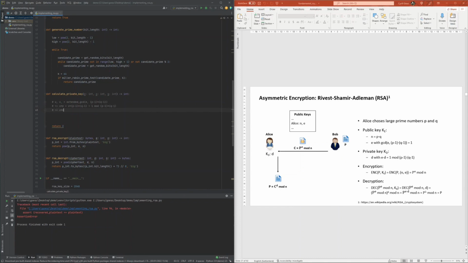From this, it's then clear that u times e is 1 modulo (p-1) times (q-1) as well, as v times (p-1) times (q-1) is a multiple of (p-1) times (q-1). From this it follows that the private key, which needs to be the multiplicative inverse of the exponent e, really is just the value u as calculated by the extended Euclidean algorithm.